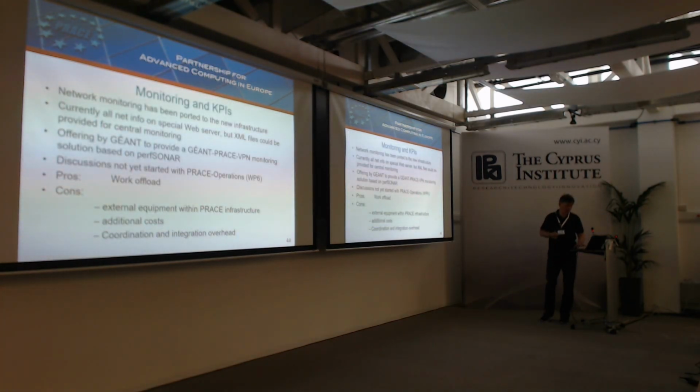So, monitoring and KPIs: network monitoring has been ported to the new infrastructure. Currently all network info is on the web server, but XML files could be provided for the monitoring server, so that you don't need to go to each server, you just go to the monitoring server and get all the information. We haven't done this yet. We have an offering by GÉANT to provide a GÉANT PRACE VPN monitoring solution based on perfSONAR, and here we again have to check if it is possible to set up perfSONAR nodes at all partners. It also depends on how much this offering will cost for PRACE.